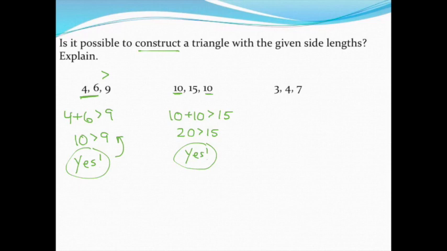My last example, the two shortest sides are 3 and 4. So I want to know, do 3 and 4 add up to something bigger than 7? Well, be careful on this one. I get the statement, 7 is greater than 7. And you may be tempted to say yes, but no. 7 is not greater than 7. 7 is equal to 7. So no, those will not make a triangle. You can't use segments that are 3, 4, and 7 to make a triangle.